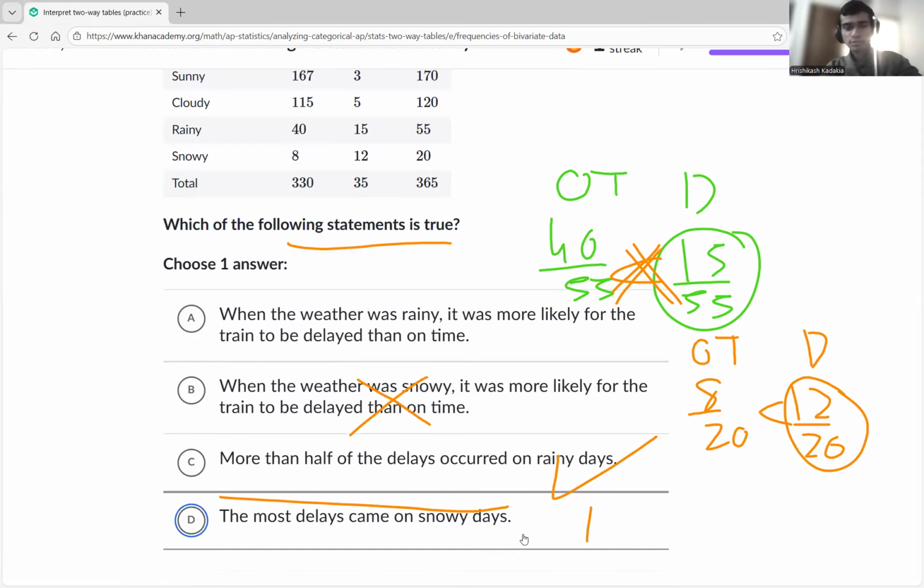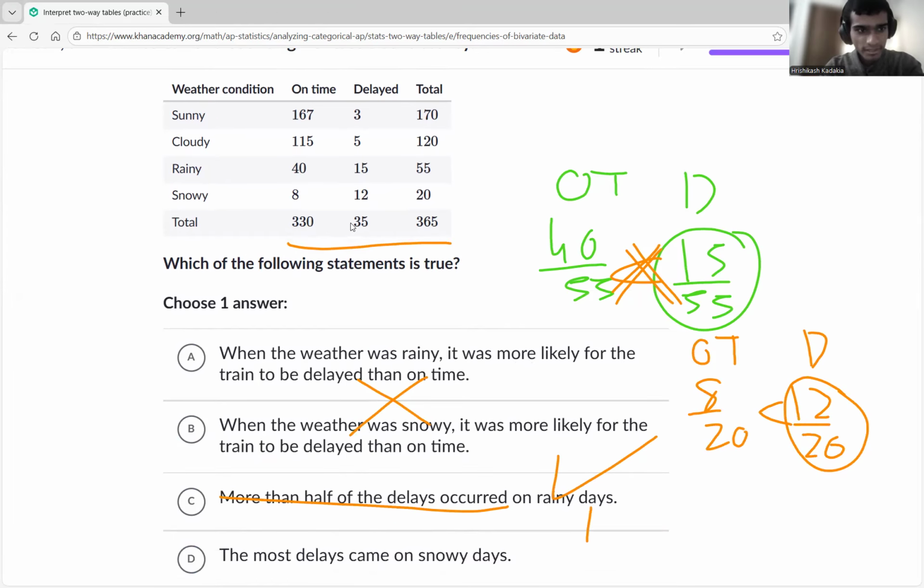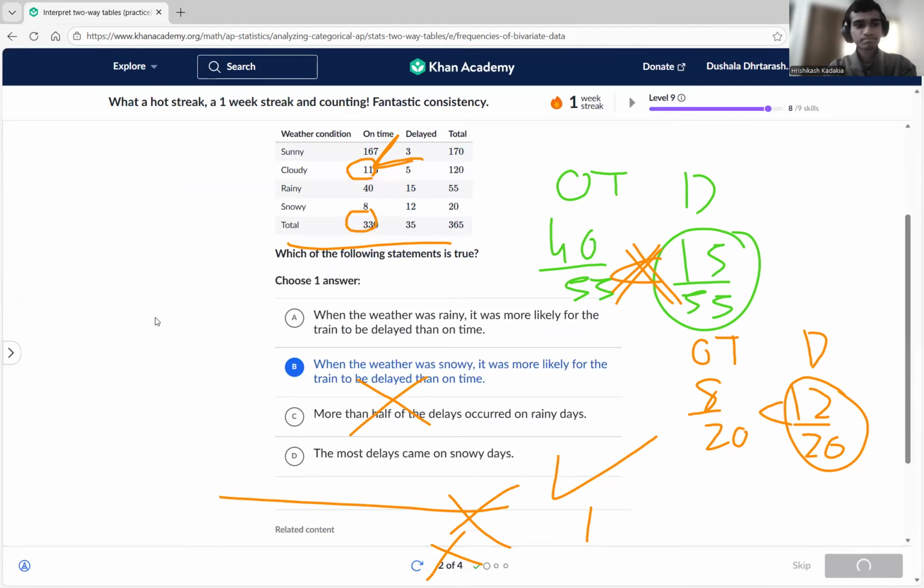But let's see the other options as well. More than half of the delays occurred on 20 days. Well, more than half. Okay, how many delays do we have? 35. How many delays on 20 days? 15. Is 15 the half of 35? Well, no, right? Half is 17.5 or something. So it's actually less than half of the delays on 20 days. It's not more, because 15 is less than half of 35. So this one is also incorrect. Now, the most delays came on snowy days. Well, most delays came on rainy days. Highest is 15, not 12. So that is also incorrect. So that way we conclude B is the only option that is correct.